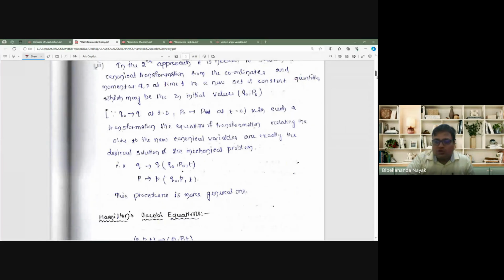So we can transform our old q to a new q, so that small q is a function of q0, p0, t, and small p is a function of q0, p0, t.